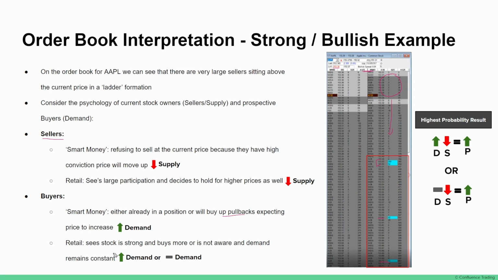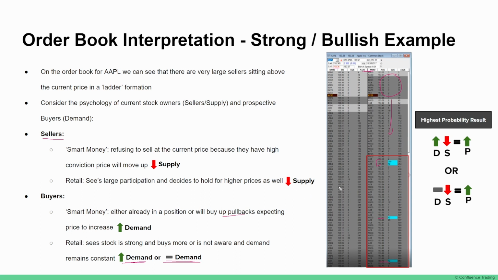The retail side of the house, they might not see this at all. They might not have a level 2 on their platform, and so maybe their demand remains flat, or they're interpreting the price action. They see that the stock is going up, and so they'll also want to jump in and have FOMO, and that therefore, once again, increases demand.